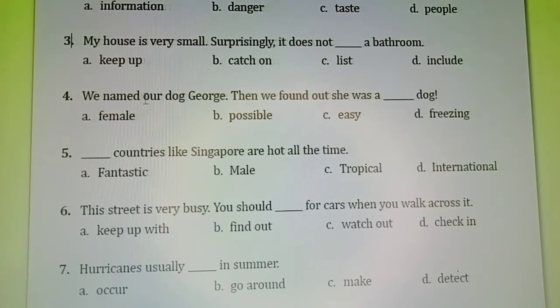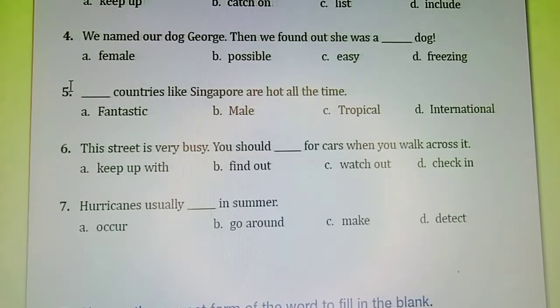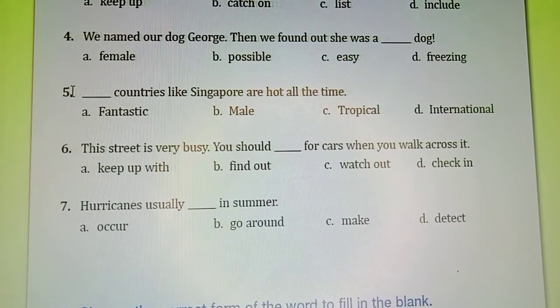Number four, we named our dog George. Then we found out she was a space dog. Female. The letter D is the best answer for number four. George. Then we found out she was a female dog. So the next one, number five.